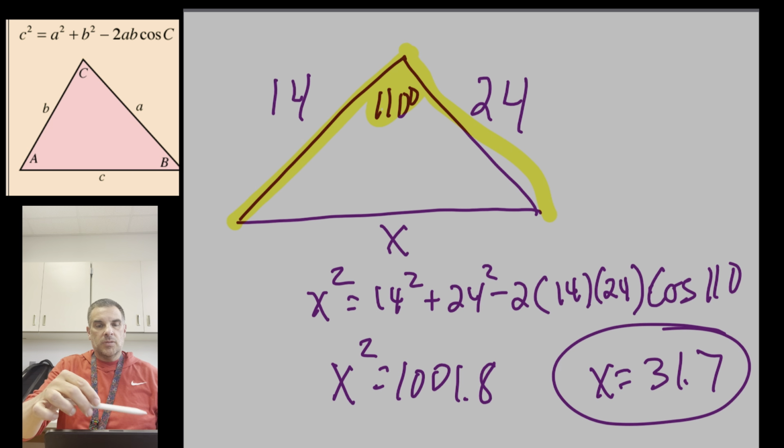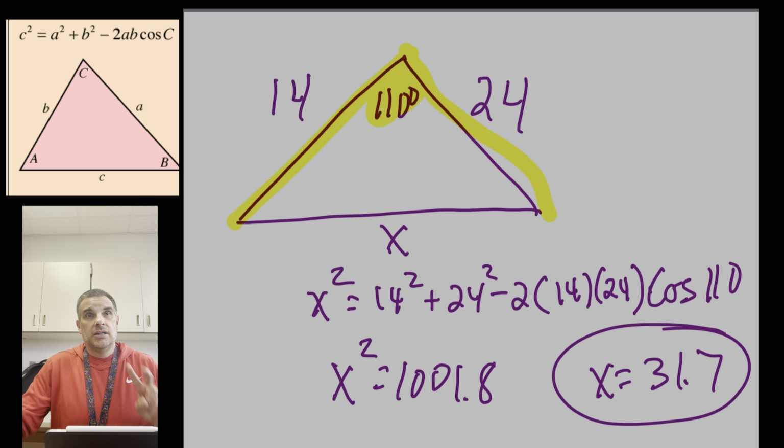Okay, so there is the law of cosines. Remember, the law of cosines can be used in two ways: if you have side, side, side, or you have side angle side. The second worksheet on your assignment today is going to be the law of cosines one. Just do the odds on the law of cosines worksheet.